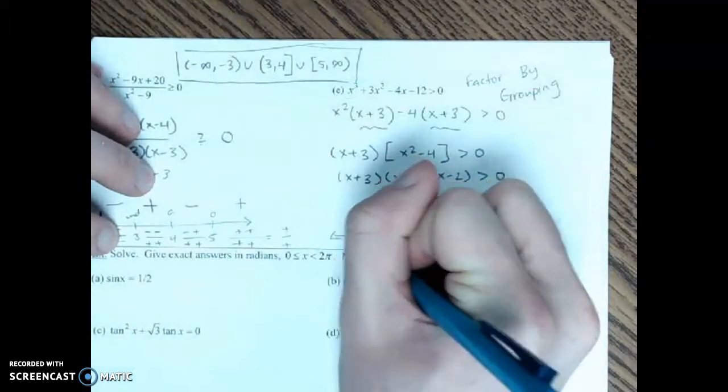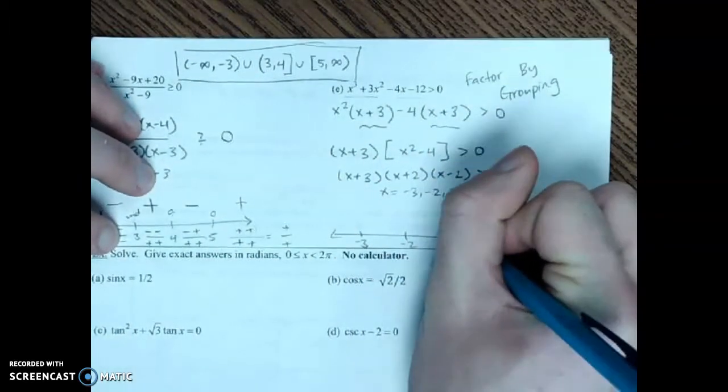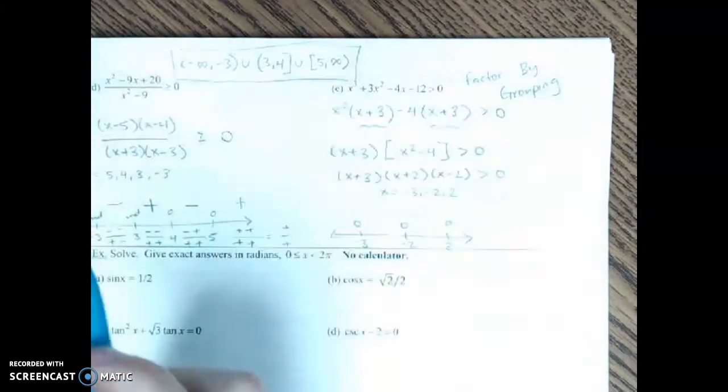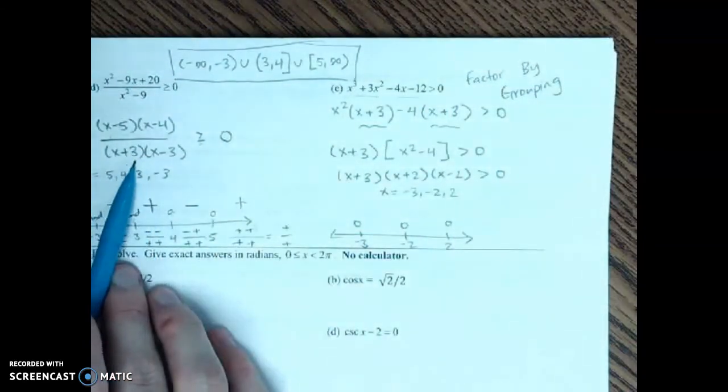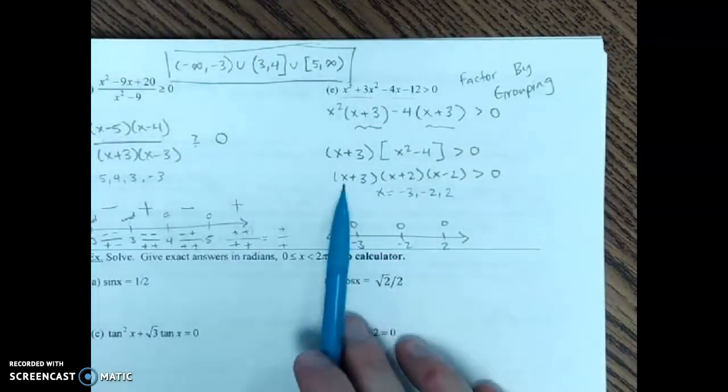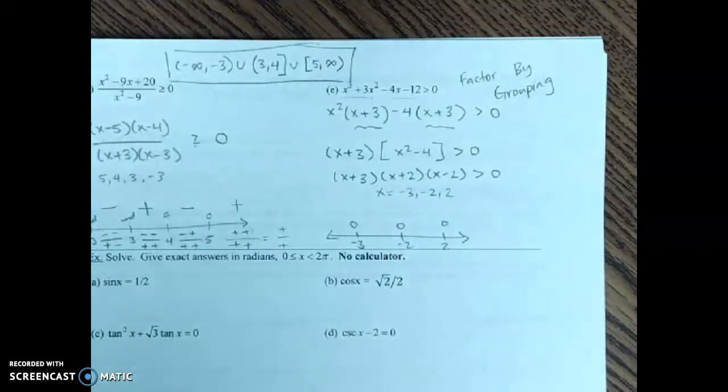Throw them down on the number line. They're all x-intercepts. Remember, the only ones that are undefined are your asymptotes, which come from factors in the denominator. Here, they're all just in the numerator. So they're all zeros, which is wonderful.